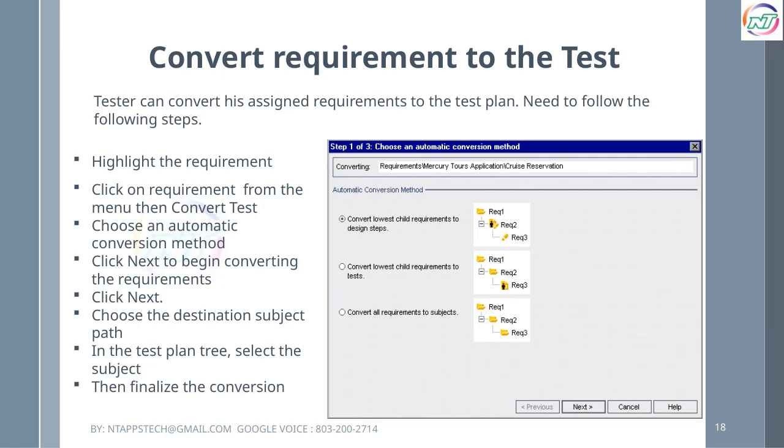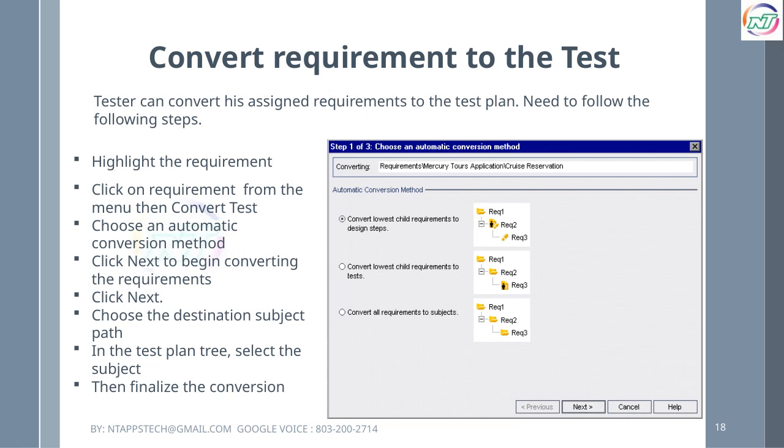To highlight the requirement conversion process, first click on the requirement from the menu, then choose the Convert Test option. You'll need to select an automatic conversion method that best suits your needs. After that, click Next to start the conversion process. The next step involves choosing the destination subject path, which means you need to go to the test plan tree and select the appropriate subject.